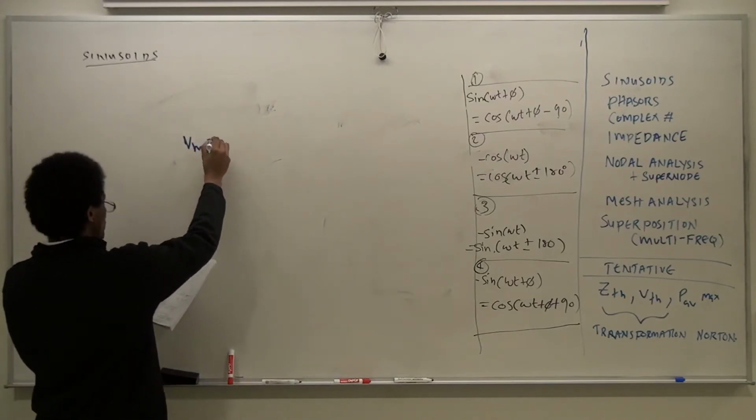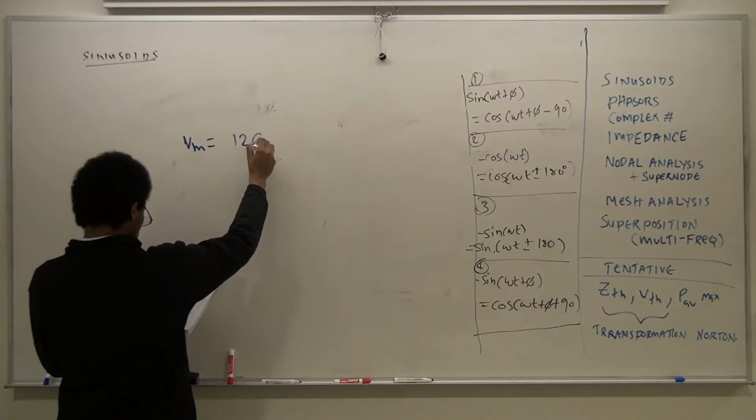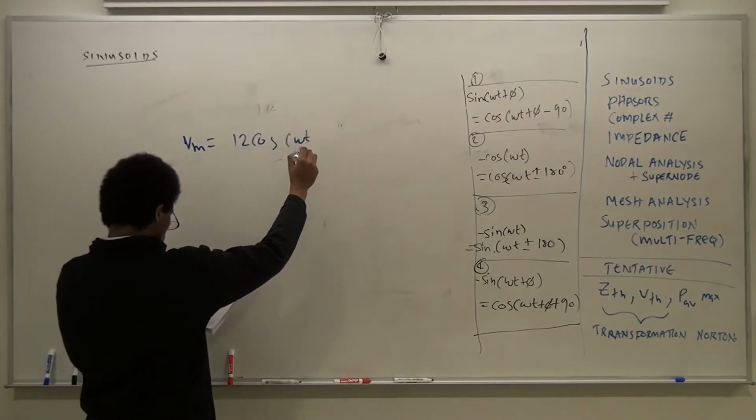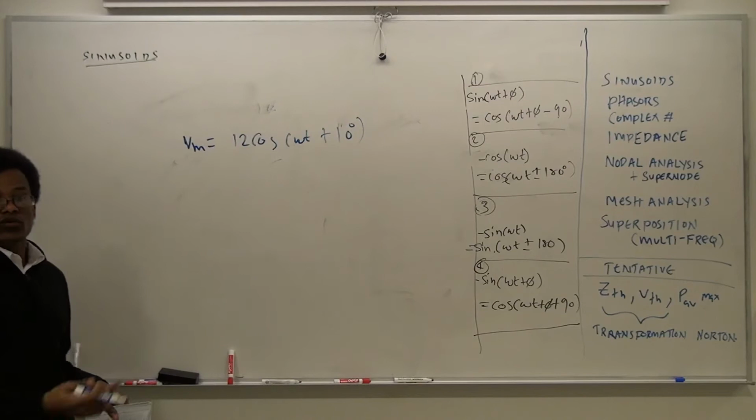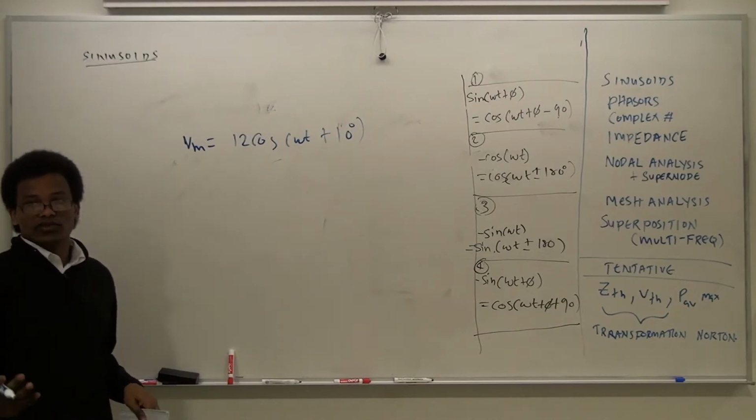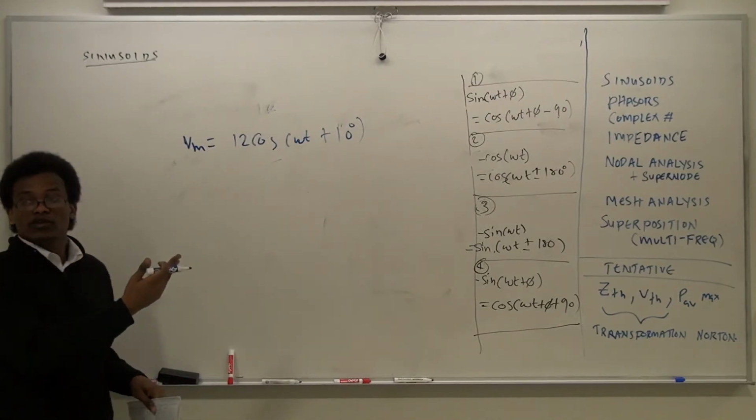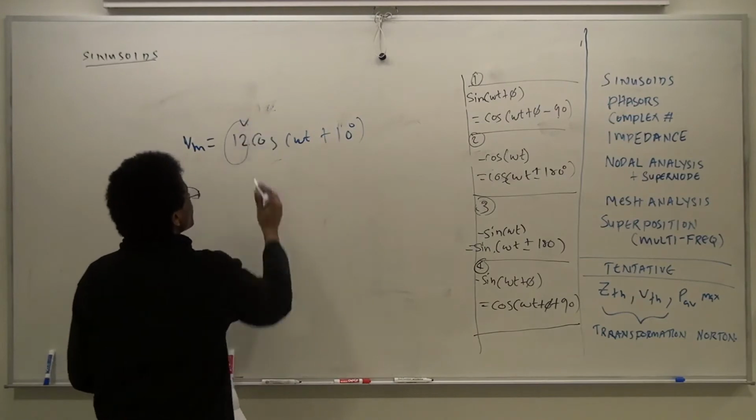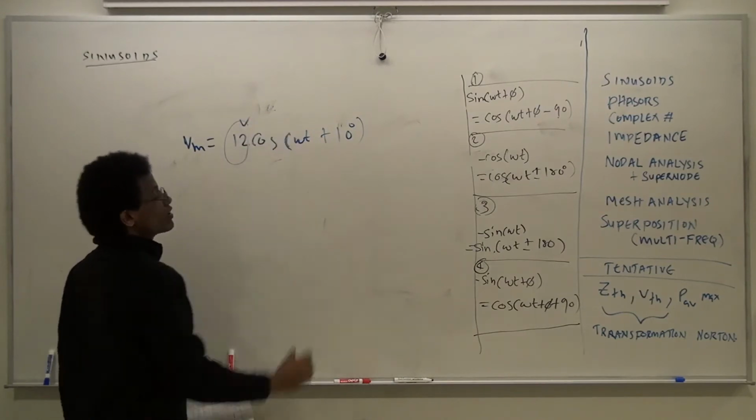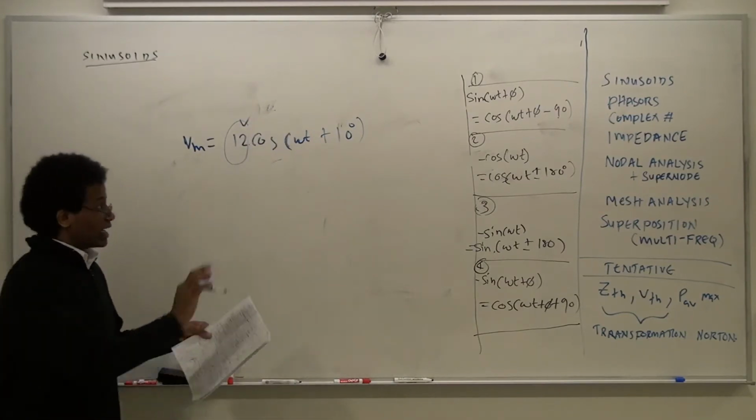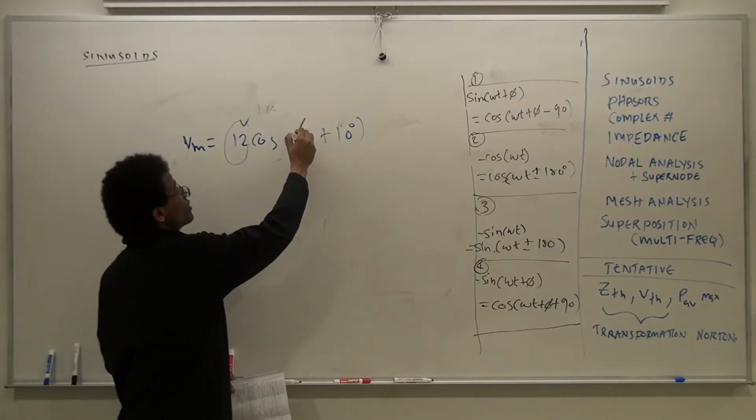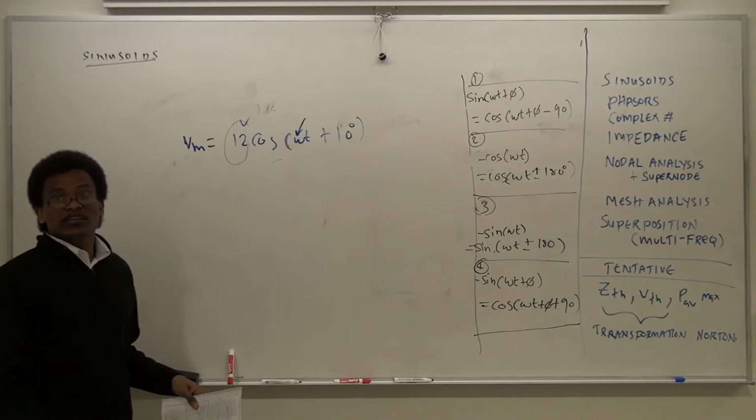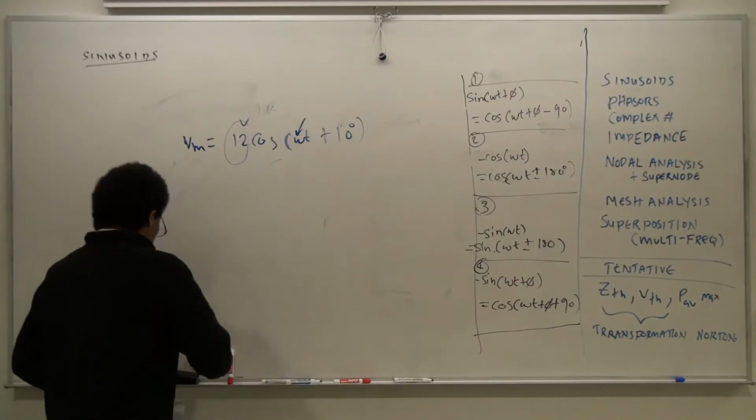So you got Vm is equal to, let's say, 12 cos Wt plus 10 degrees. And the question is, what's the amplitude? That's the question I'm asking you. What would be the amplitude? 12. 12 is the amplitude, that's right. What would be the angular frequency? I left it as, you can give anything, to be omega, right? To be omega, and what's the phase? 10 degrees. That's very good.